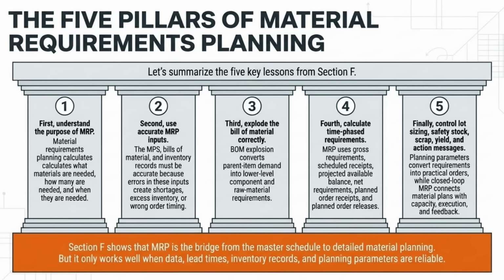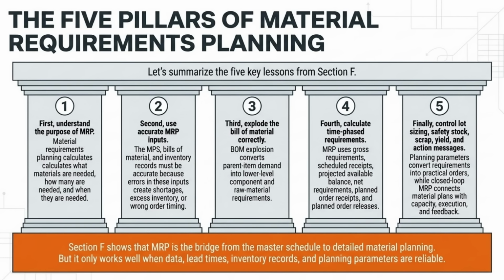Let's summarize the 5 key lessons from Section F. First, understand the purpose of MRP. Material requirements planning calculates what materials are needed, how many are needed, and when they are needed. Second, use accurate MRP inputs. The MPS, bills of materials, and inventory records must be accurate because errors in these inputs create shortages, excess inventory, or wrong order timing. Third, explode the bill of material correctly.